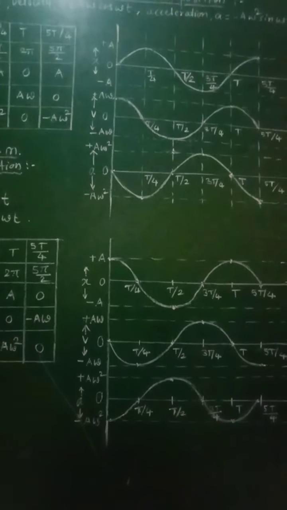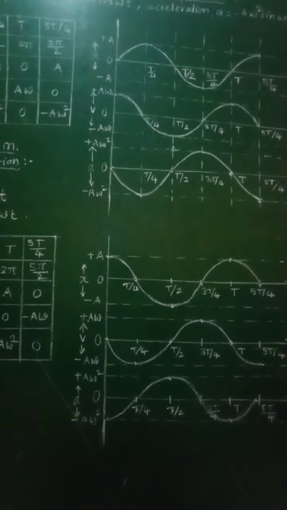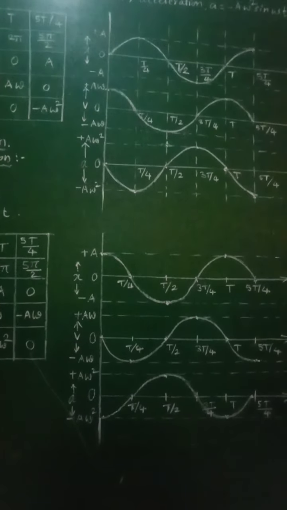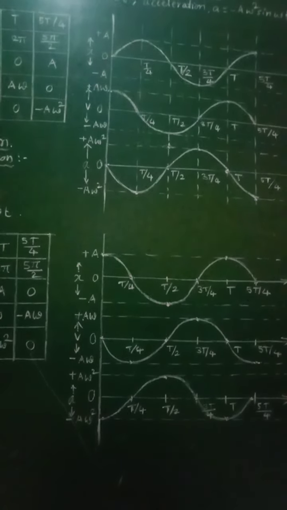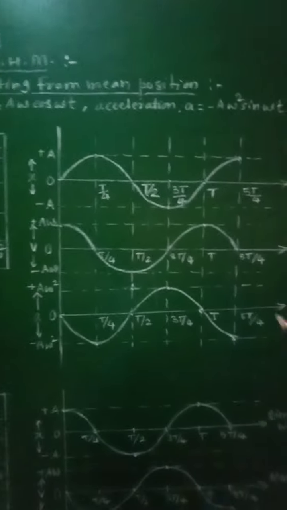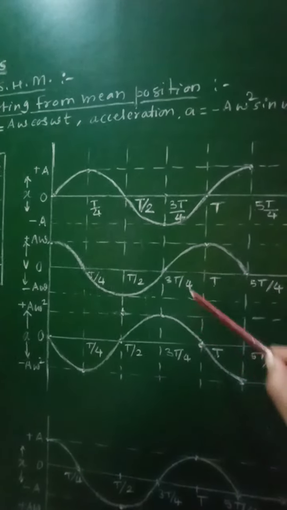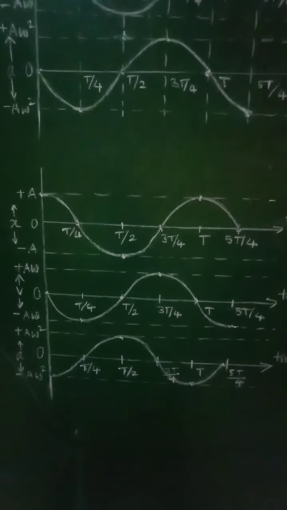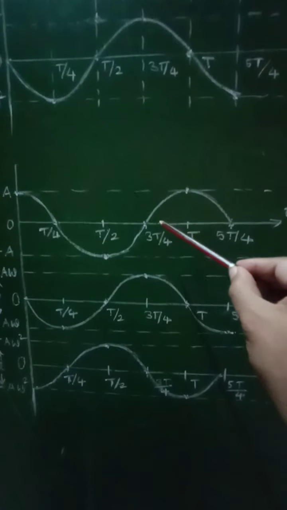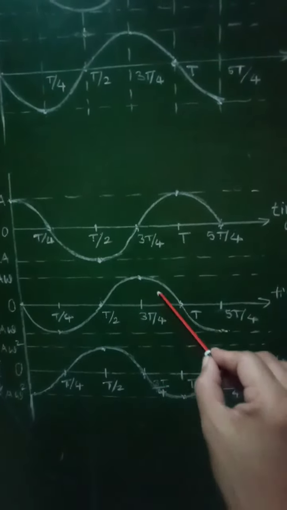Second, the displacement time curve and acceleration time curve are sine curves, and the velocity time curve is a cosine curve if the particle starts its motion from the mean position. So these two graphs will be sine curves and this will be a cosine curve. But in the second case, if the particle starts its motion from the extreme position, the displacement time graph and acceleration time graph will be cosine curves, and the velocity time graph will be a sine curve.